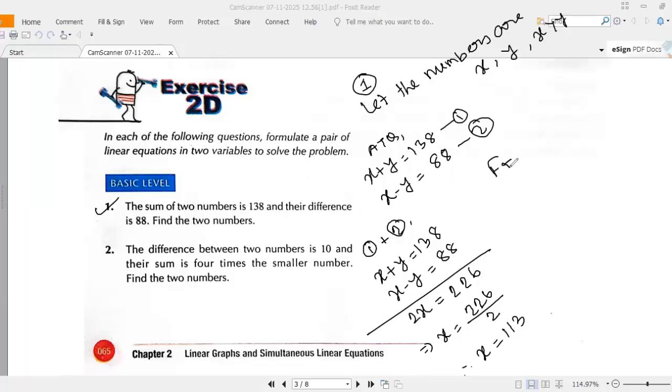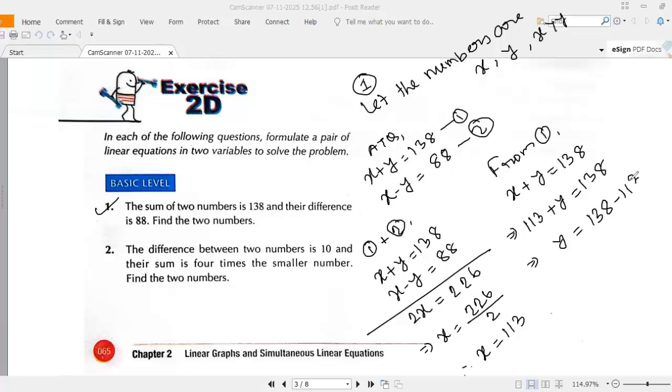So from 1 we can write x plus y equal to 138. So instead of x, we can put the value of x here. That means substitute the value of x, that is 113, in equation number 1. So instead of x, we can write 113 plus y equal to 138. Then what will be the value of y? y should be 138 minus 113.